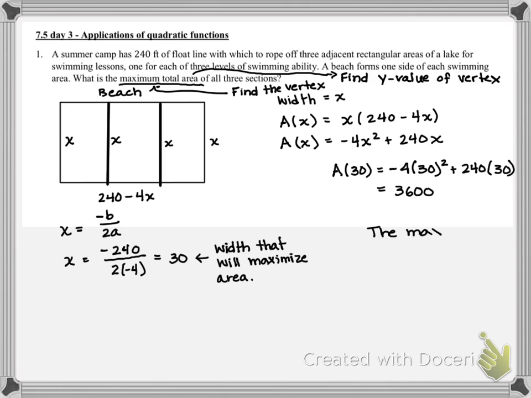Isn't it negative? The whole thing is 3,600, positive 3,600. When you do negative 4 times 30 squared, you get negative 3,600, but 240 times 30 is positive 7,200. Minus 3,600 is positive 3,600. Yeah? Okay. The maximum area is 3,600. What are my units? Square feet. Square feet, yeah. Good.